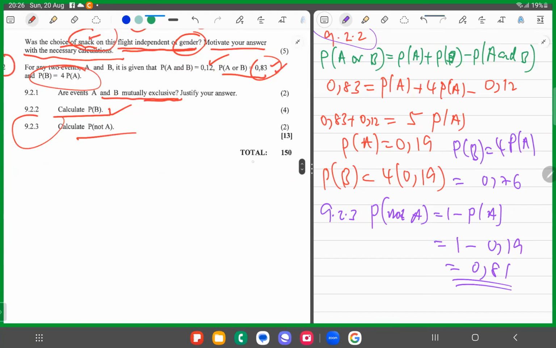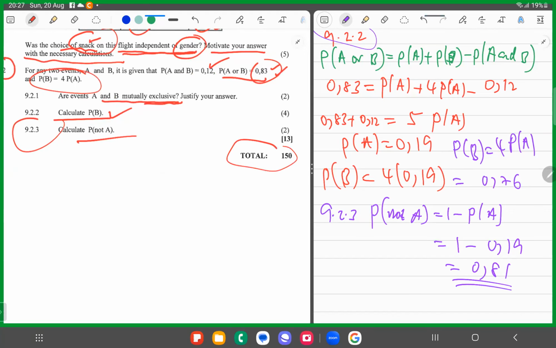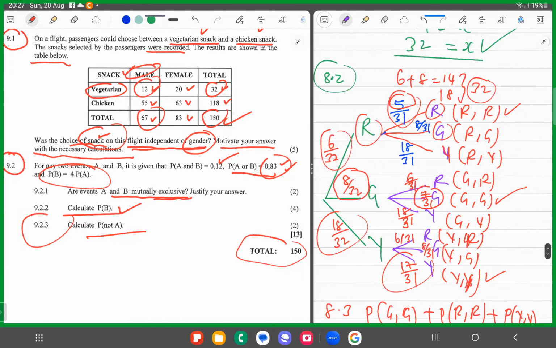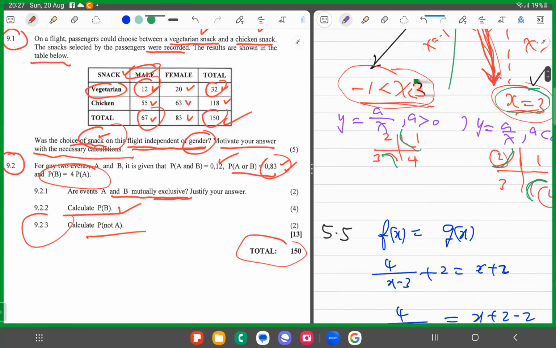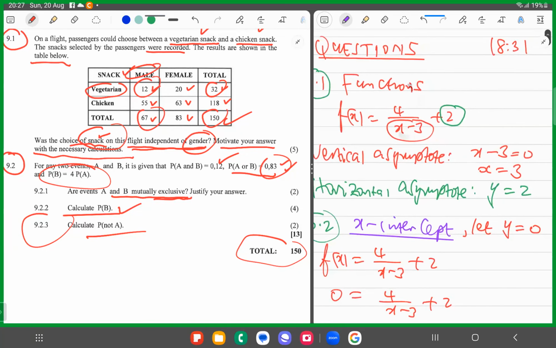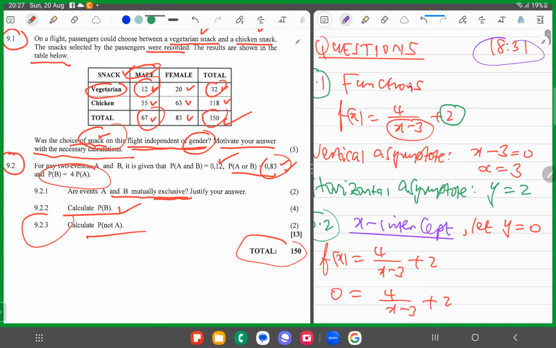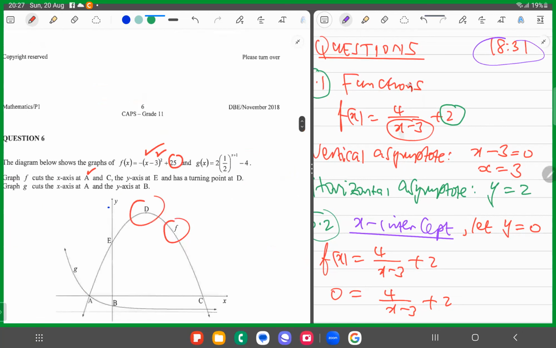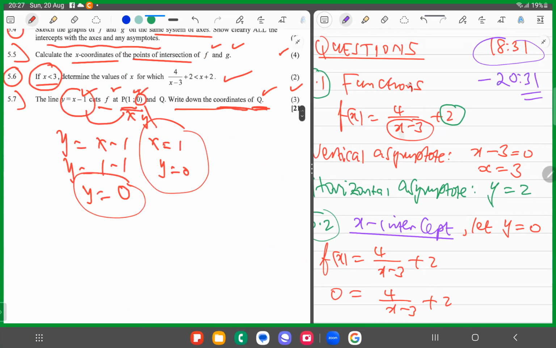Okay, we're done with the exam, and we get 150 marks. We started and went through the questions. We started about 8:31, so my aim is to finish immediately after, approximately 20:31, just slightly after. So I will do some practice.